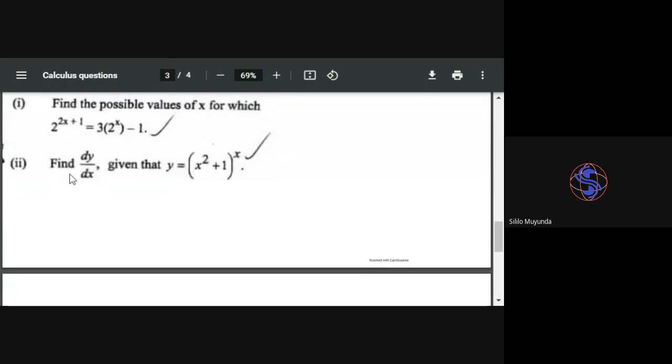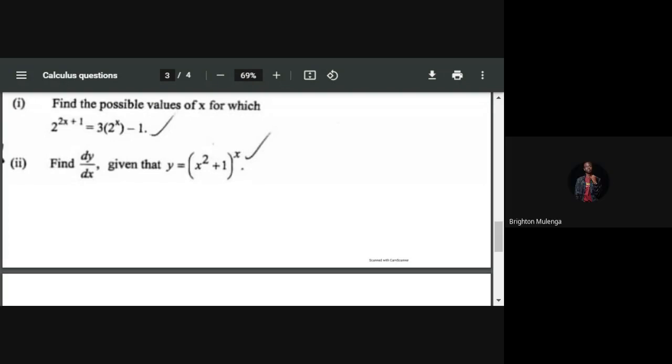I don't know which question this is, but this part: find the dy/dx of this function or equation. y is equal to open brackets x squared plus 1, close brackets, with power x outside. Who can take us through this one? Any ideas? What ideas should we use?